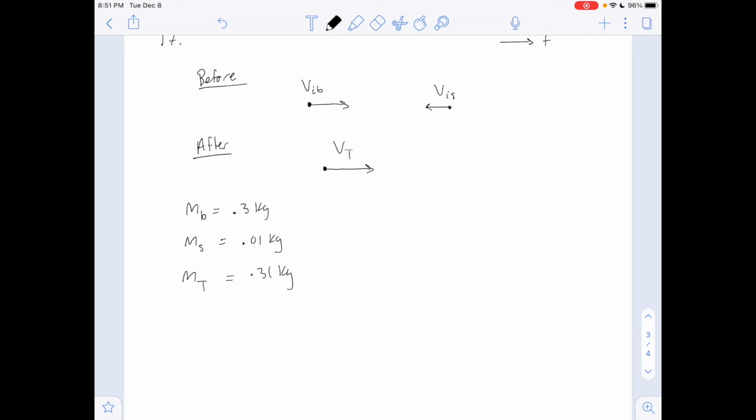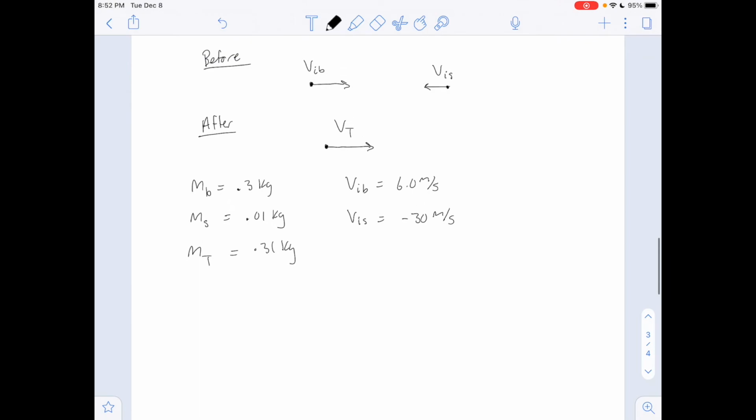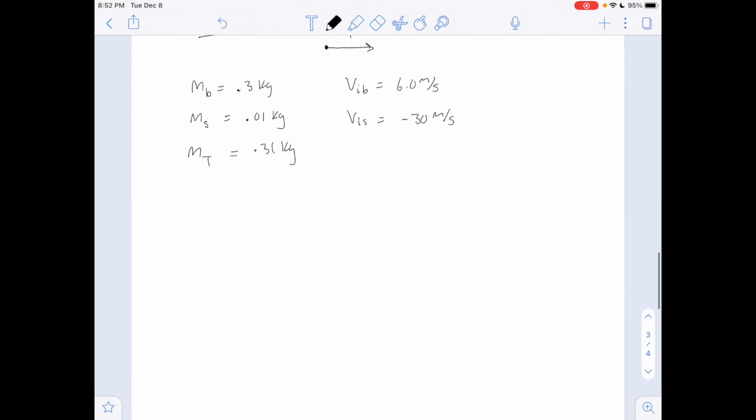And what else do we know? We know the initial velocity for the bird is equal to 6 meters per second, and the initial velocity for the insect is equal to, well, it would be 30, but since the insect is moving to the left, we'll say negative 30 meters per second. Okay, so we have all of our knowns written down.